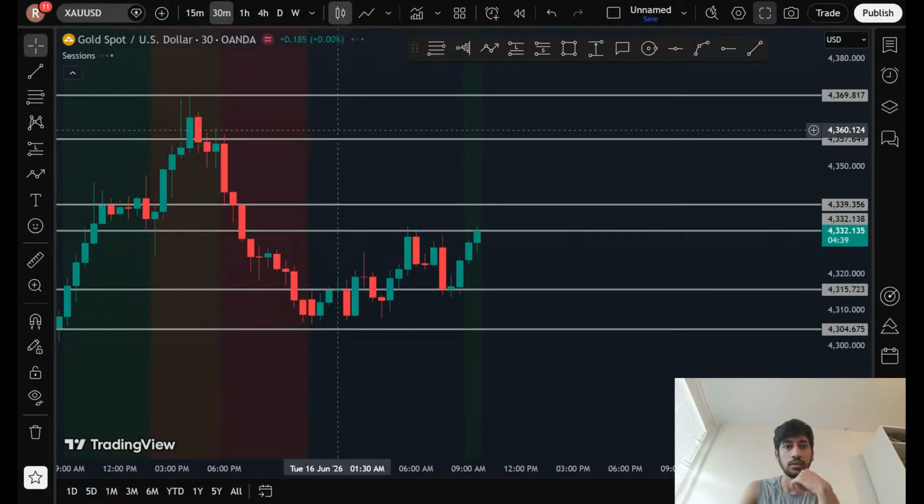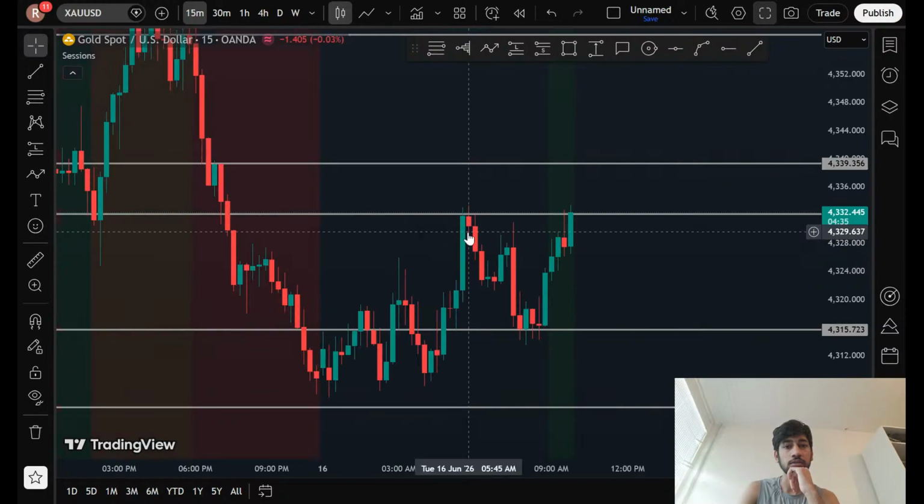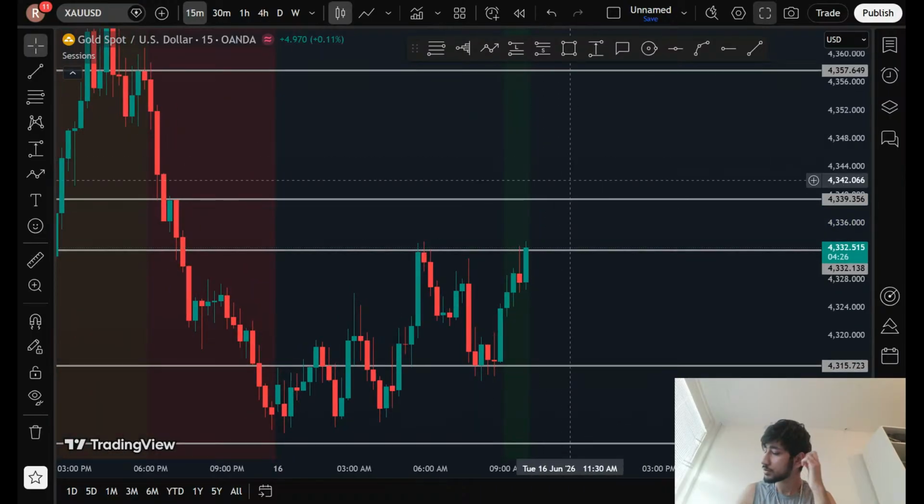I'm looking to buy gold as this 15-minute candle closes bullish. We have clean traffic over here. It's like 65 prints. So yeah, looking for buys in gold.